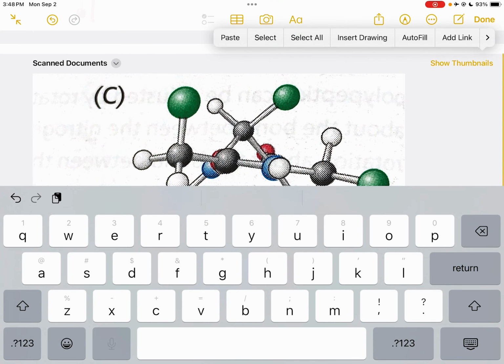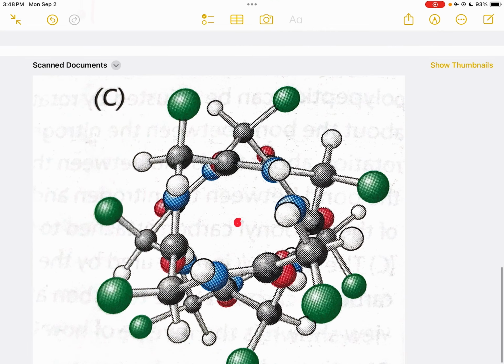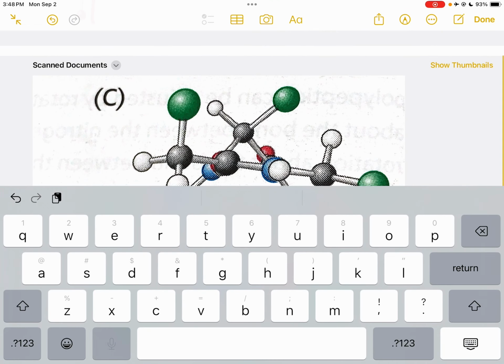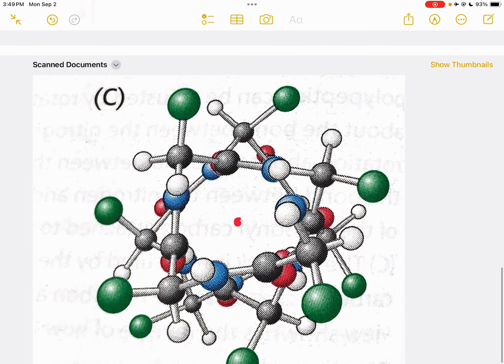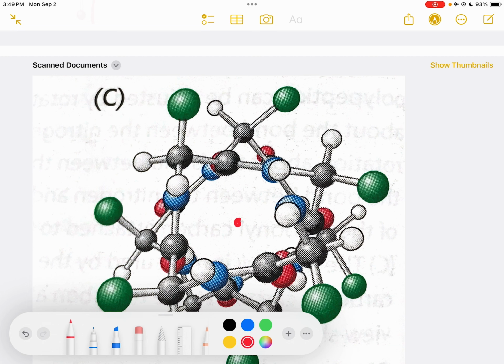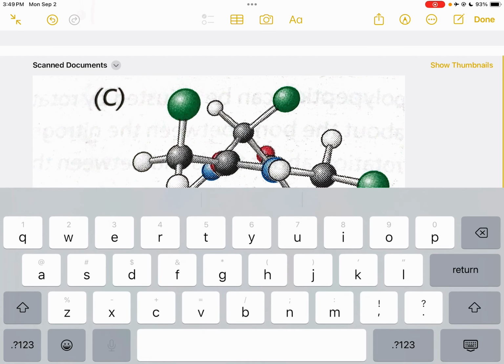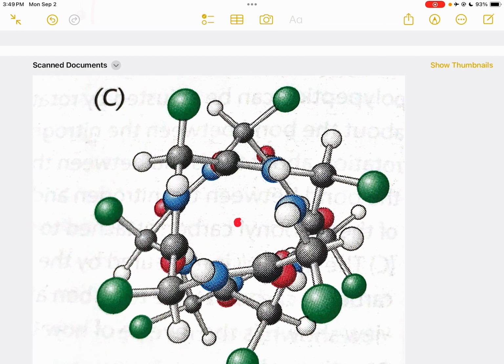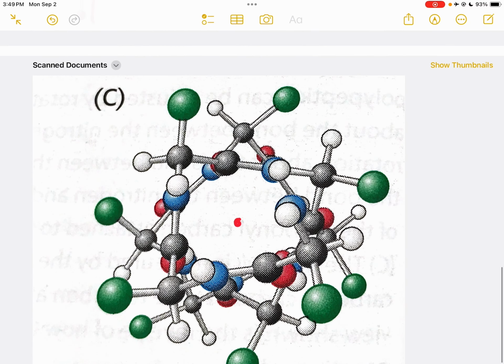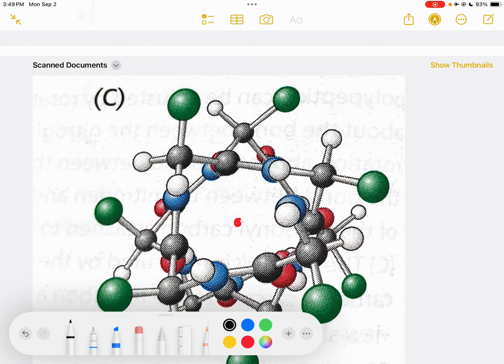Whoops, don't need the keyboard. Not sure what I have done here. Okay, wait, here we go. So the R groups are out to the side, and sorry about this.